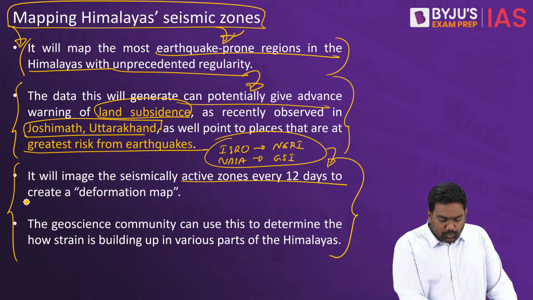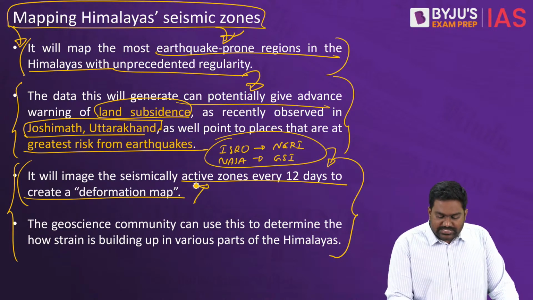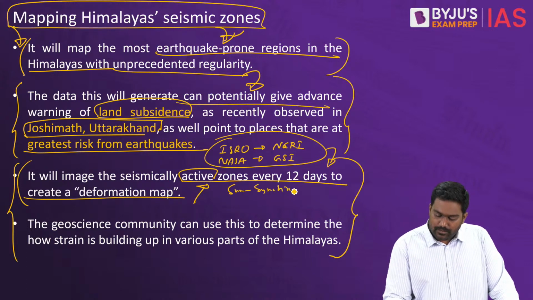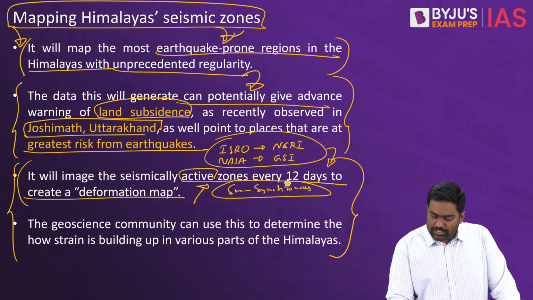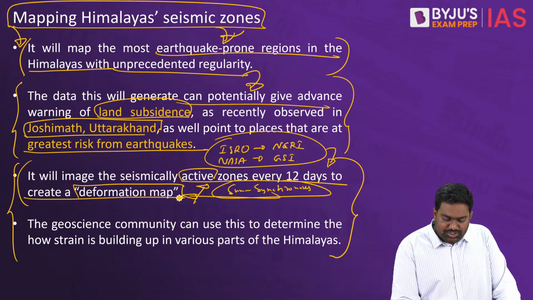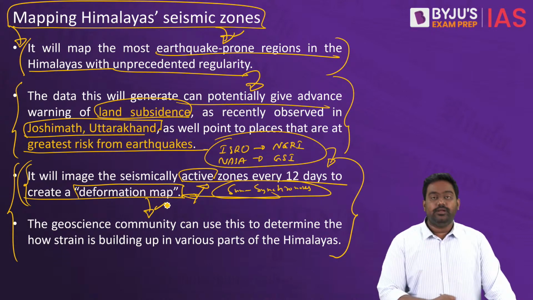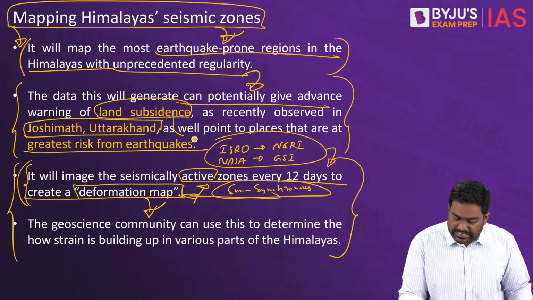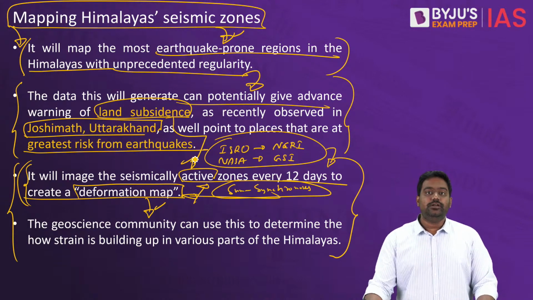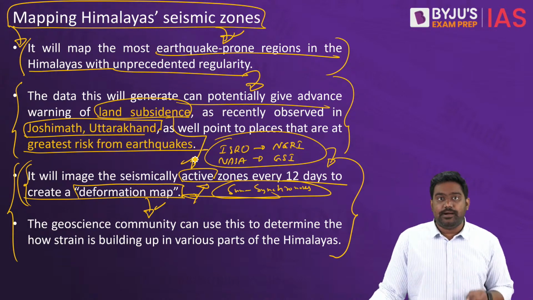So every 12 days, the satellite will be designed to pass in a sun-synchronous orbit with special focus on the Himalayan belt to generate a deformation map, to identify the potential areas of land subsidence in the Himalayas, to identify the seismic hotspots in the Himalayan belt.